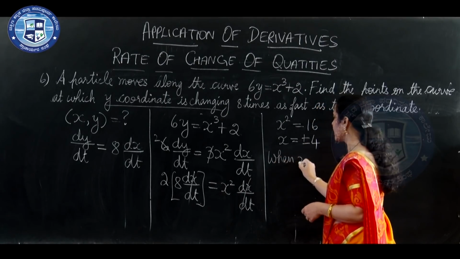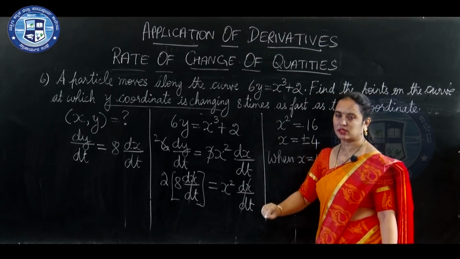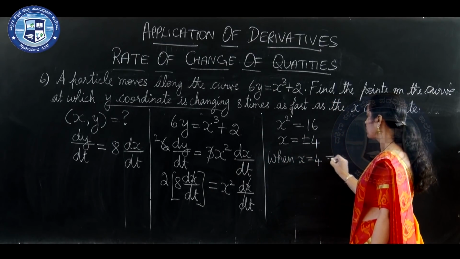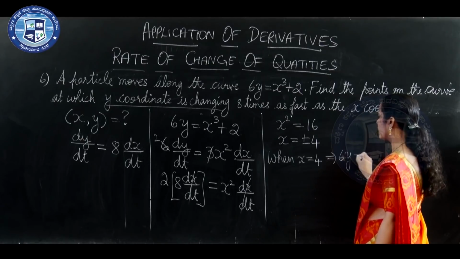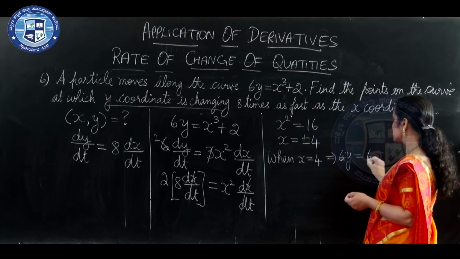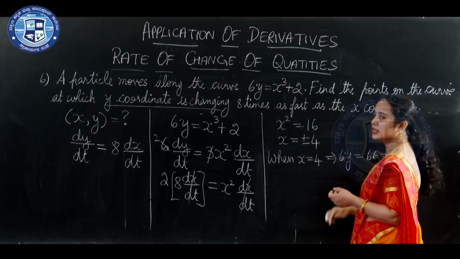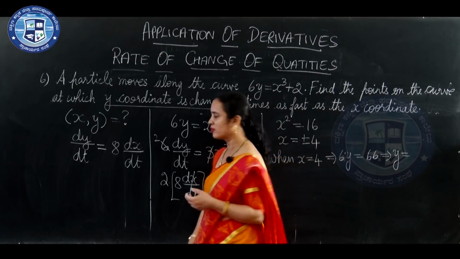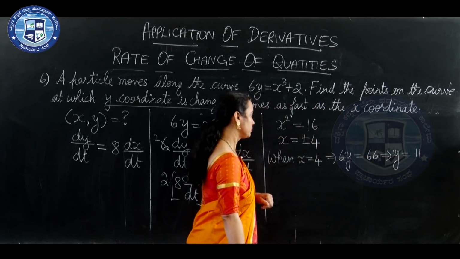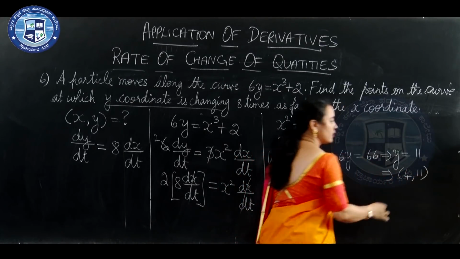So, now when x is equal to 4, substitute this 4 in the given equation, 6y is equal to x cube plus 2. So, when you substitute, you will get 6 into y is equal to x cube will be 64 plus 2, which is 66. So, implies y will be equal to 66 by 6 will give you 11. Therefore, here when x is 4, y is 11.